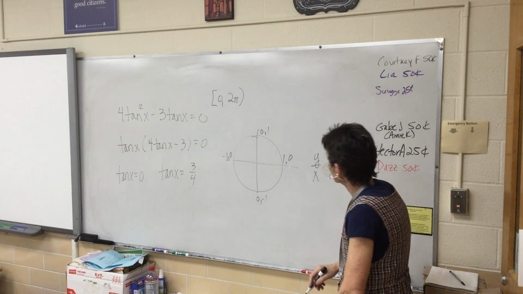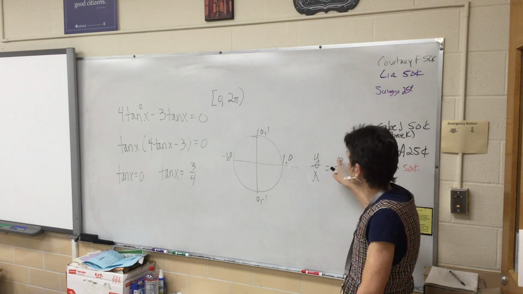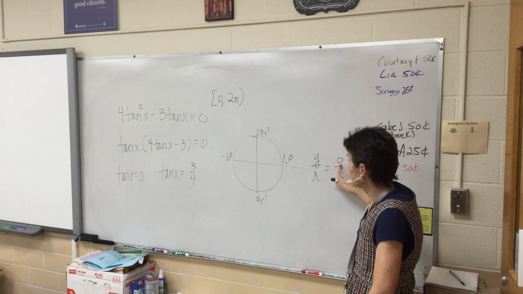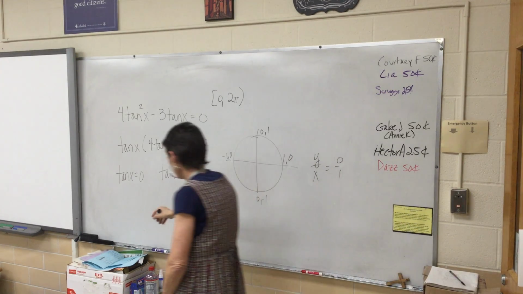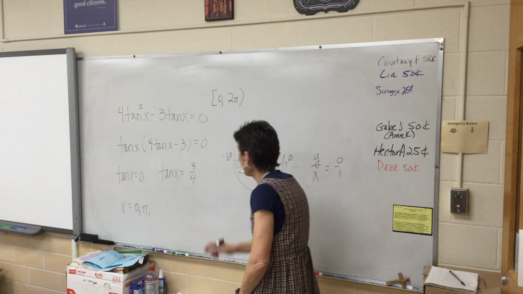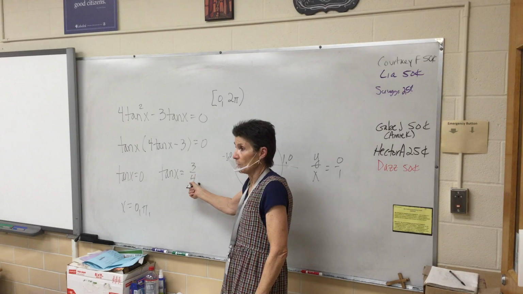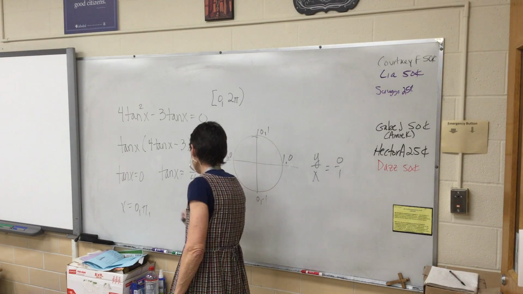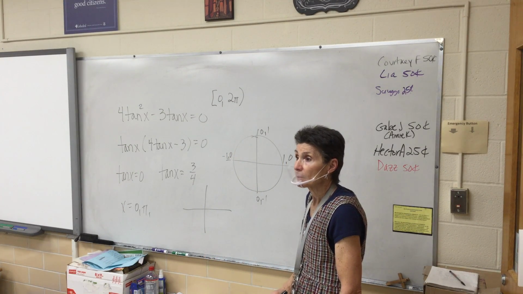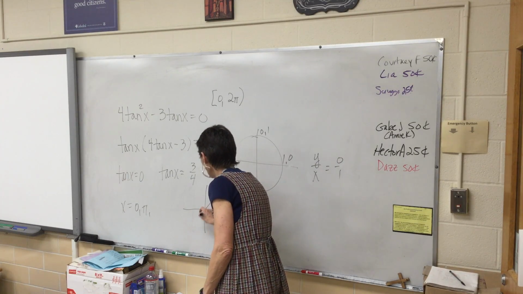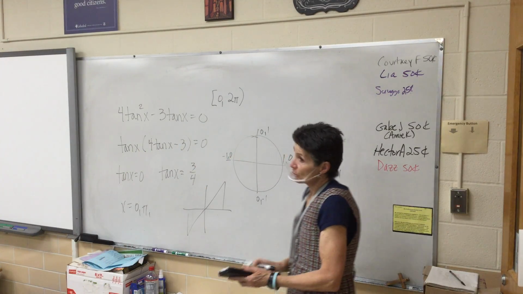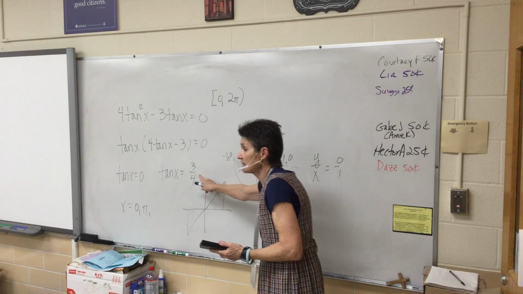So you need y over x to be 0. So basically you need y to be 0. So where does that happen that y is 0? 0 and pi. I don't need a calculator for that, but I am going to need a calculator for this one, right? Okay, but first, where are you going to get answers? Quadrant 1 and 3. And we know it's 1 and 3 because in 3, y and x are both negative, so that would give me a positive number.